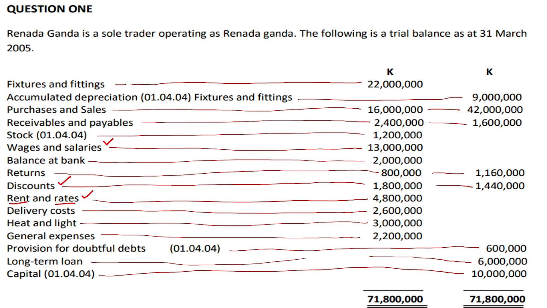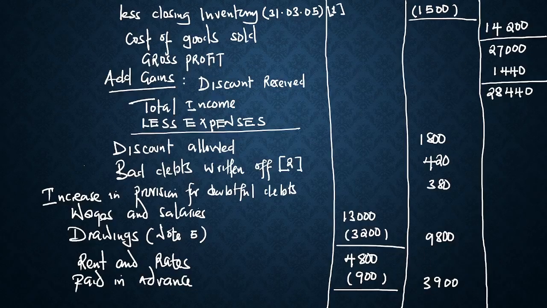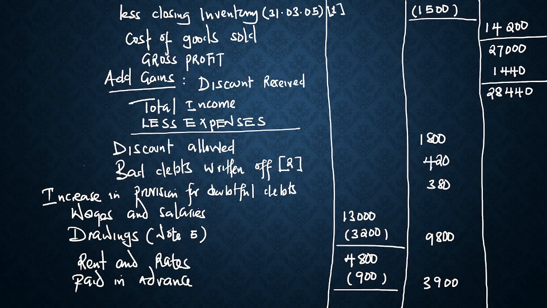Okay, next we have got delivery cost. What's the value for delivery cost? Delivery cost is 26. Okay, we've got delivery cost at 26. We continue. It's a continuation.